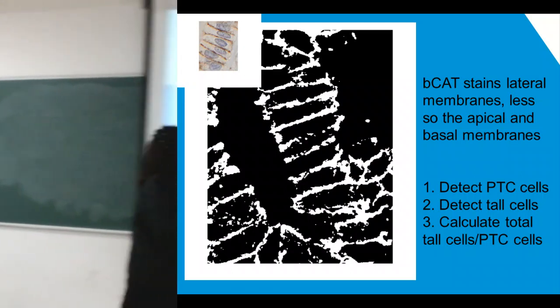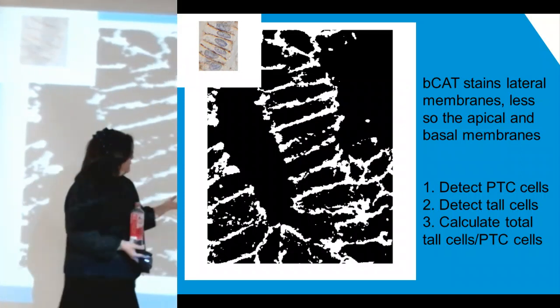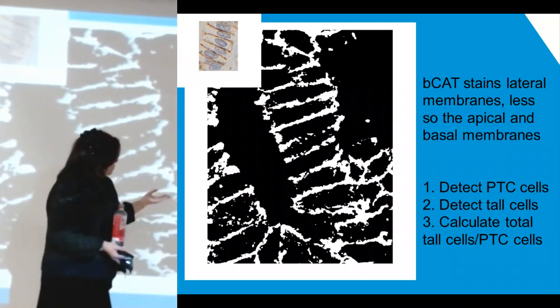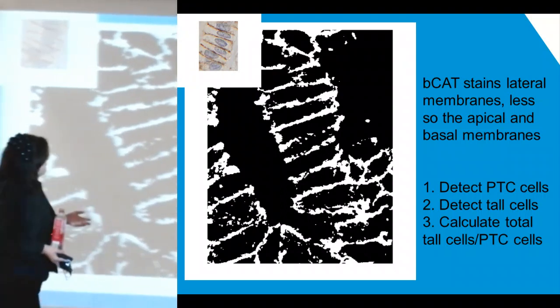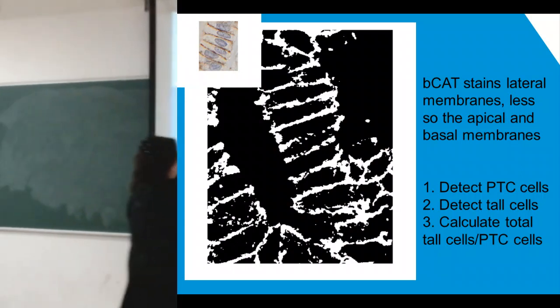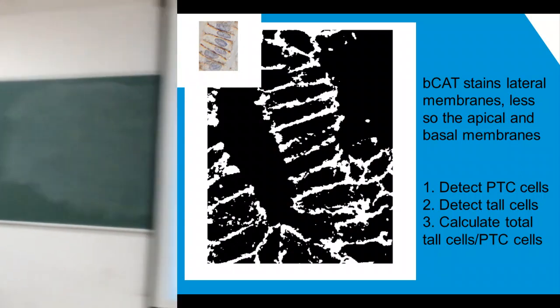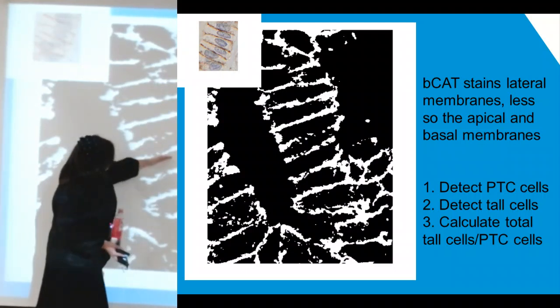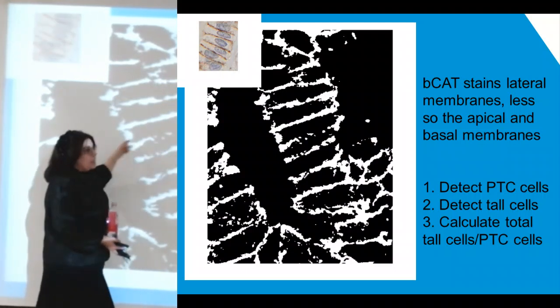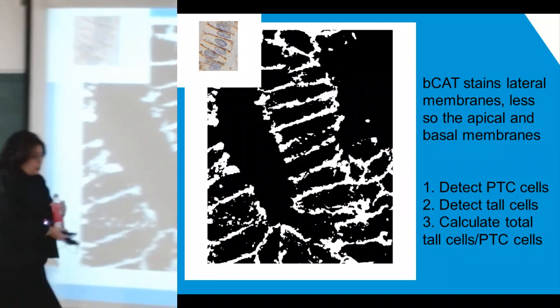Now, here was our goal. We thought it was pretty simple. Detect PTC, detect the tall cells, get a denominator, and just do math. Well, it's not so simple. For instance, this is a deconvoluted image. When you look at the white, which is the cell membranes, they're not always exact lines. They're not always complete.